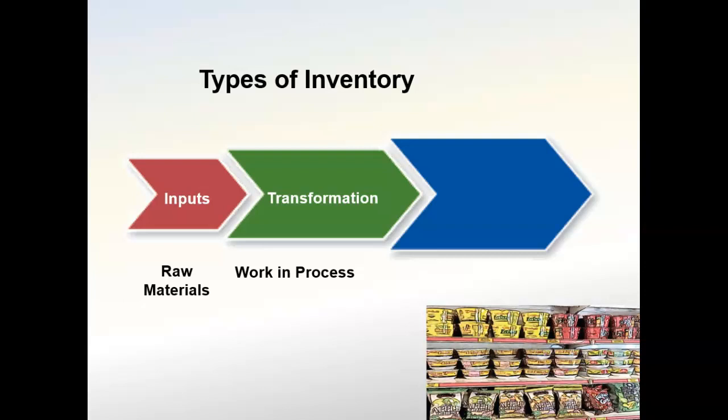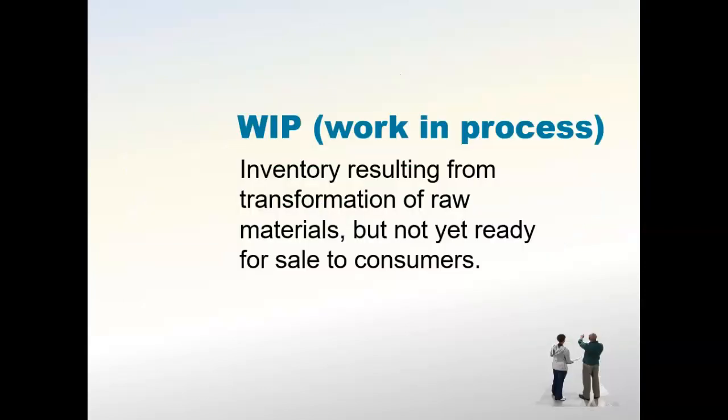While all inventories represent idle goods waiting to be used or sold, WIP represents partial investment in a good that cannot be redeemed for its value until even more investment is made to finish it. So work in process is inventory resulting from transformation of raw materials but not yet ready for sale to customers.